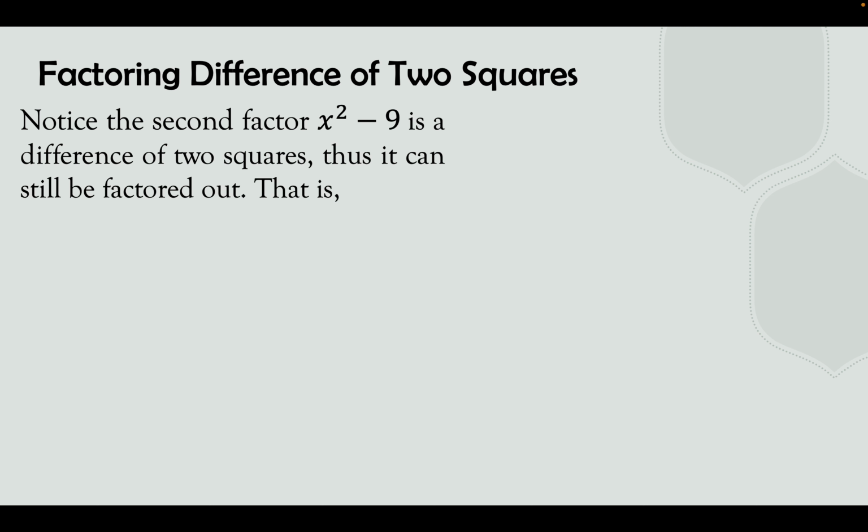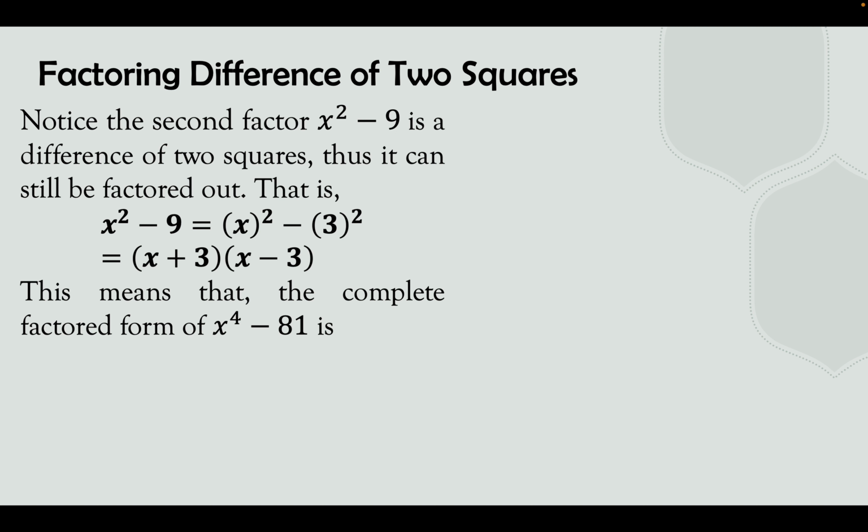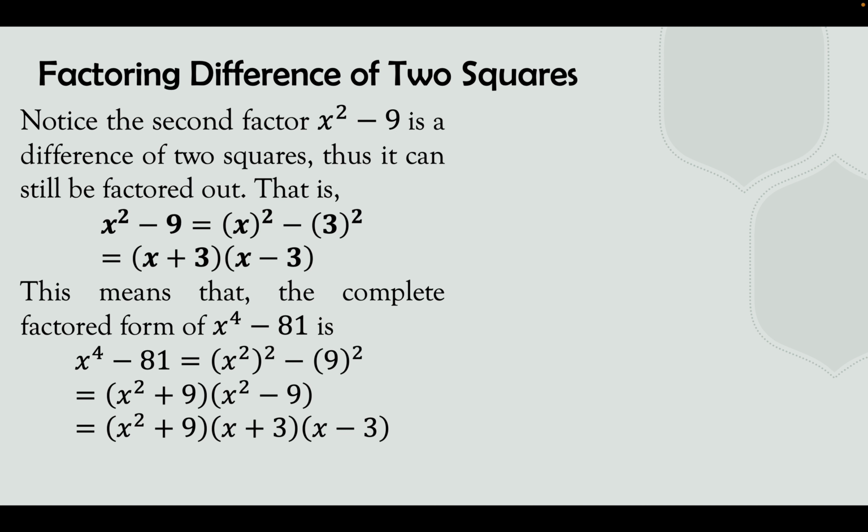Notice, class, that the second factor, x squared minus 9, is a difference of two squares also, because x squared and 9 are perfect squares. Thus, it can also be factored. That is x squared minus 9 equals x raised to 2 minus 3 raised to 2. We have x plus 3 times x minus 3. So this means the complete factored form for x raised to 4 minus 81 is x squared plus 9 times x plus 3 times x minus 3.